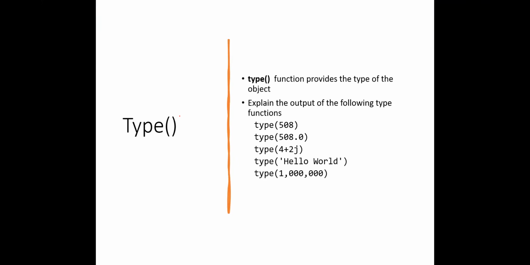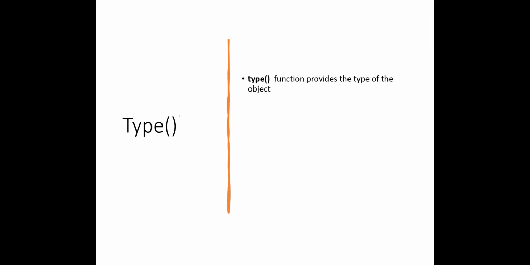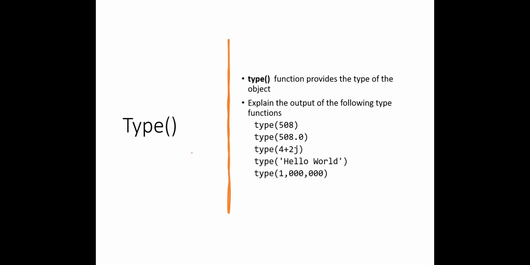Now, how do you know how the computer understands these types? That's exactly what we are going to learn here. With the type, we can identify what values are available. Now, for example, if I take my previous code, I will go back.